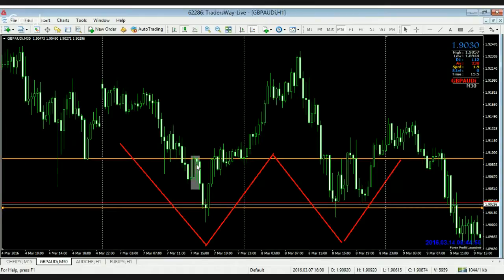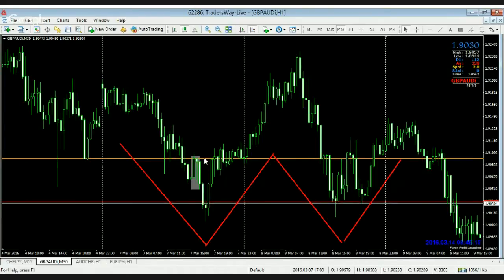So what you do is, in that area where traders got trapped long, you want to draw a horizontal line on top of the highest body. That's what I did here on this orange line. I'm going to delete the previous orange line.